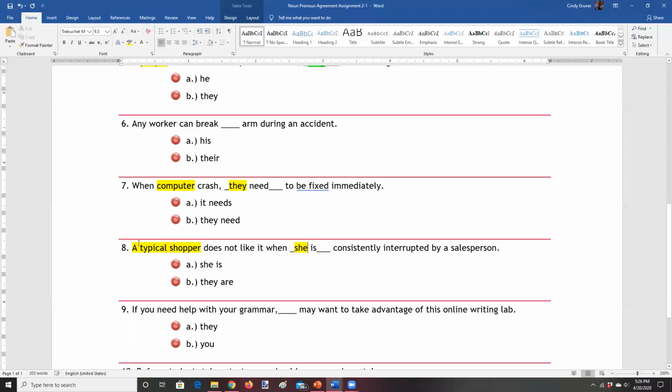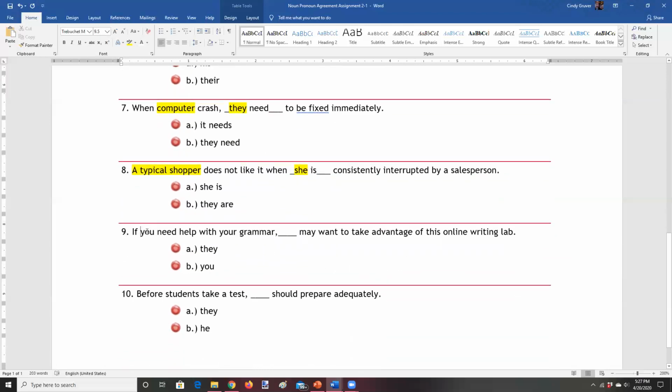We chose to signal that it's singular with the a, that it's singular with no s at the end of shopper, and that it's does and not do. And so we need to use he or she here, not they. But again, I'll tell you, in everyday conversation, I would certainly say a typical shopper does not like it when they are constantly interrupted by a salesperson. That's incorrect, but as I said before, it's typical. It's fine in spoken, just don't do it in written.